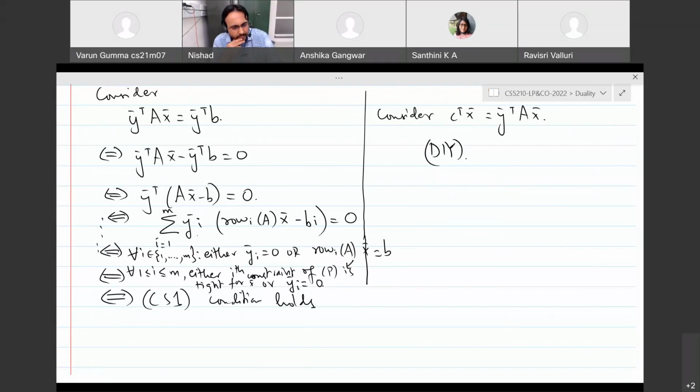If the constraint is not tight, it will be negative. It was less than or equal to 0. And if y is not 0, then multiplying that with the constraint will give you a strictly negative number. Ah, that's right. Okay. Good.